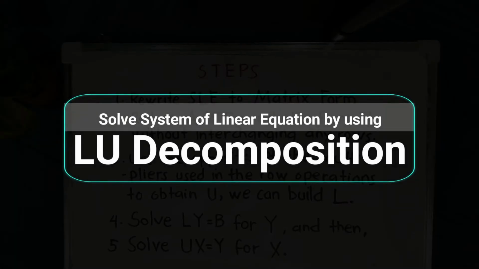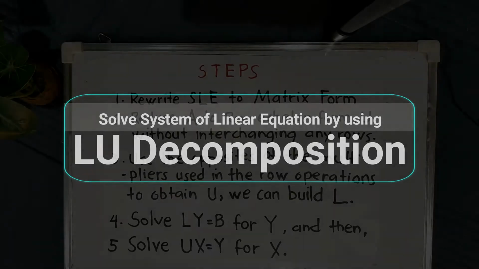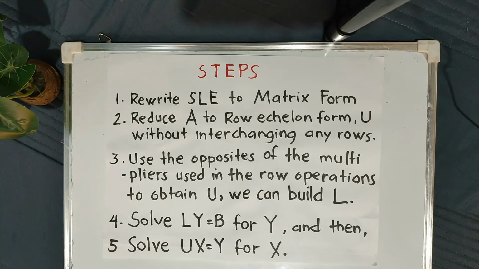Okay, let's go directly to our steps on how to solve the system of linear equation using the LU decomposition. Number 1, rewrite the system of linear equation to matrix form. So that is our number 1. Number 2, reduce matrix A to row echelon form U without interchanging any rows. So importante kay nga dili na to interchange ilang mga rows.